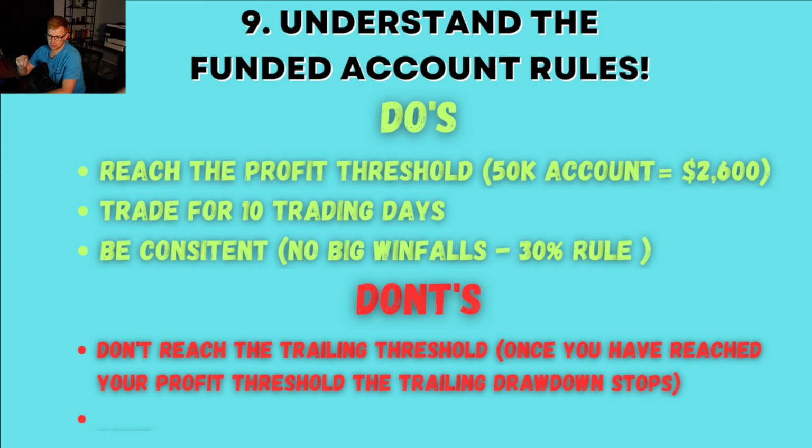Once you've reached your profit threshold for a 50K account, it would be $52,600 account balance. Once you've reached that, the trailing drawdown stops, and you can take your account balance up to 100,000 if you want, and that would then mean you have close to $50,000 in drawdown available. So again, once you have a funded account and your account balance has reached your profit threshold, the trailing drawdown stops. Very important.